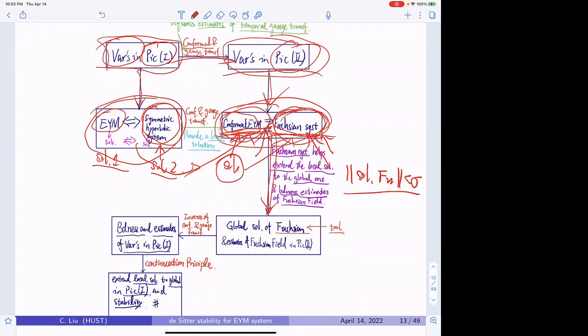Then using this estimate, we can see this local solution is bounded. If we know this local solution is bounded, then using the continuation principle, we conclude this local solution can be extended to a global one, and we use this estimate to get some information on it. Then we can prove the stability. This is our main idea. It's twisted and involves several systems, but at least for now, we can only do it like this.